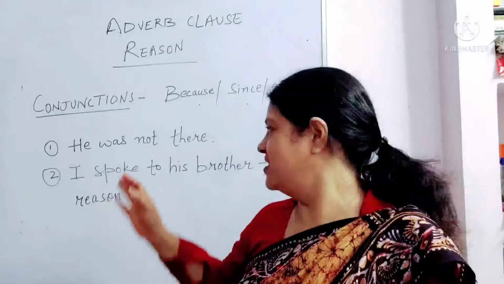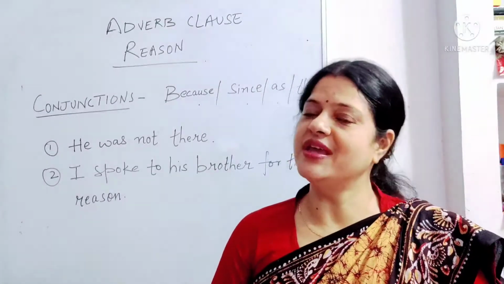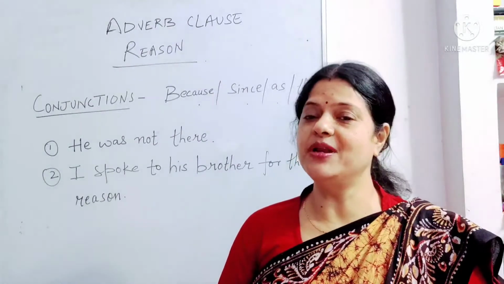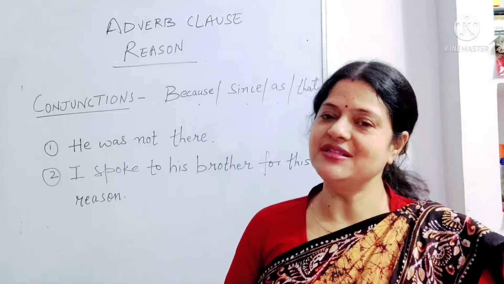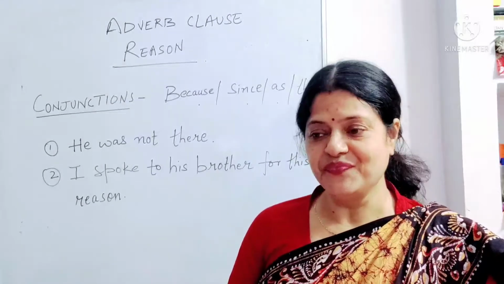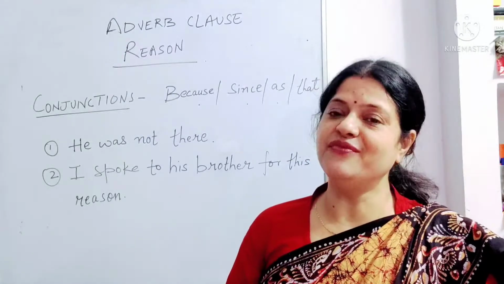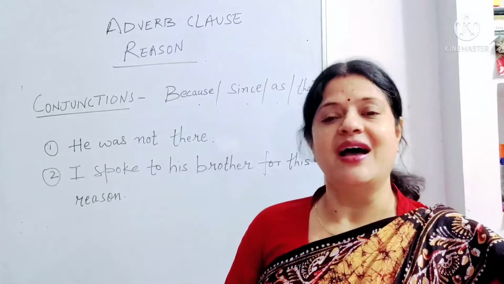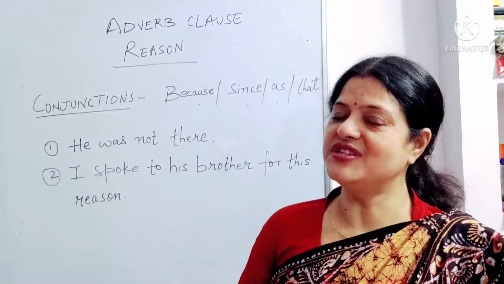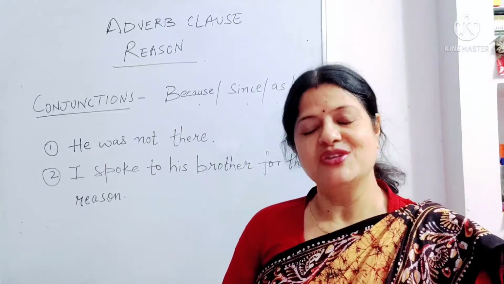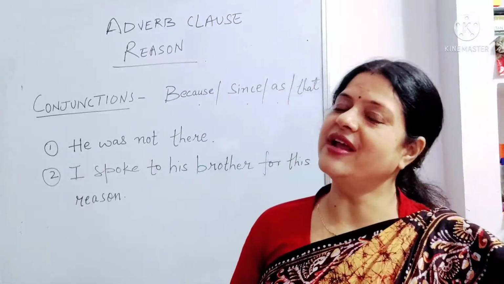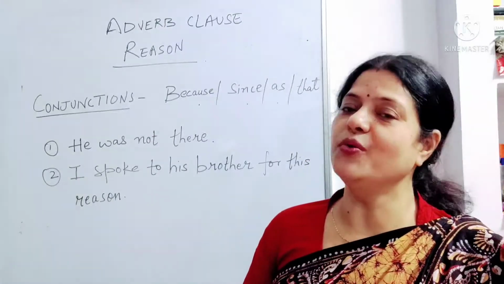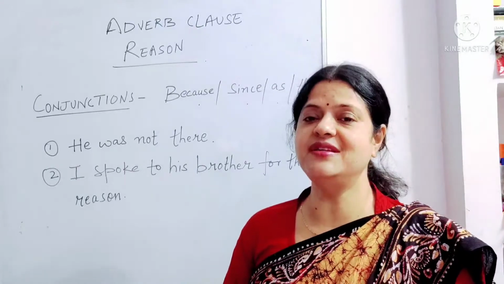Before we proceed, let me tell you one thing. You know it very well that in a complex sentence we have one principal clause and more than one subordinate clause: noun clause, adjective clause and adverb clause. We have studied noun clause and adjective clause, and now we have started adverb clause. In my previous video we did adverb clause of time and place, and in this video we are again going to talk about adverb clause of reason and condition.